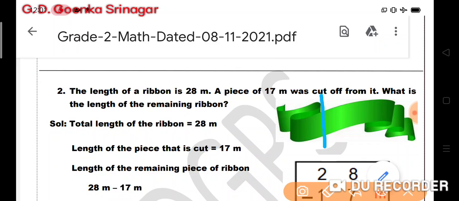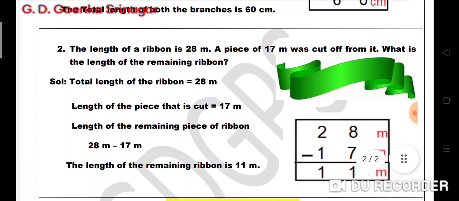After reading, we will circle the two numbers along with the unit, and we have to underline the clue word. So what is the length of the remaining? We have to find out the remaining ribbon. We have to find out the length of it. So we will subtract.